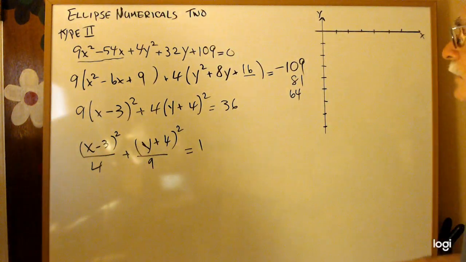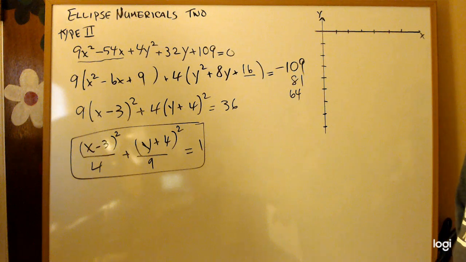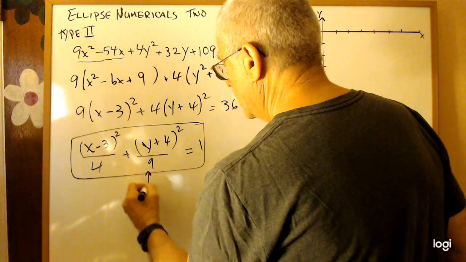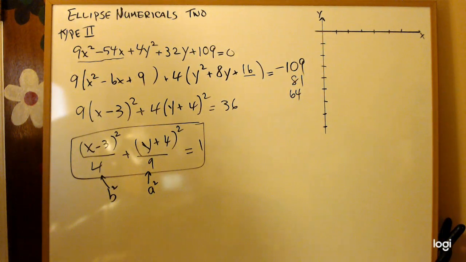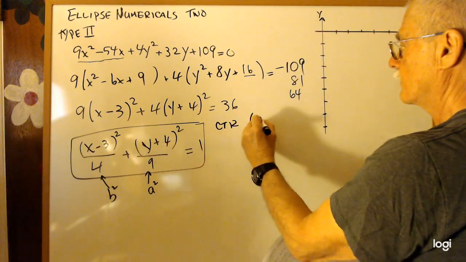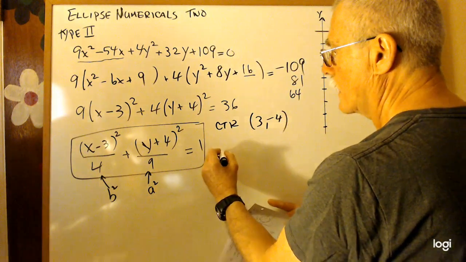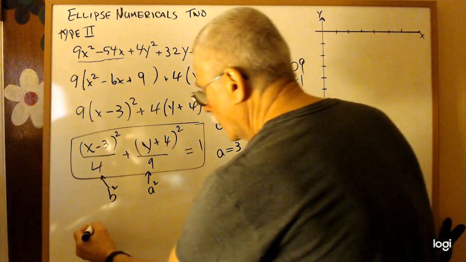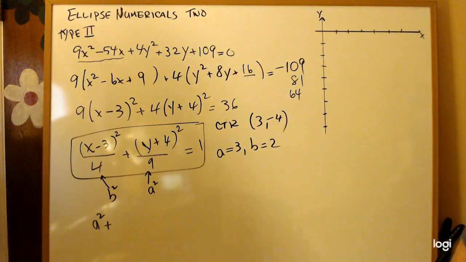Okay, so this would be our standard form equation, and you can tell it's an ellipse. And since the 9 is bigger than the 4, this is the a squared, this is the b squared, so that gets us going. And we also can tell now, just by looking at this, that we have a center at 3 comma negative 4. Okay, so let's see, we got a is a 3, we got b is a 2, right? And therefore, in an ellipse, we're supposed to know, that's the key idea.